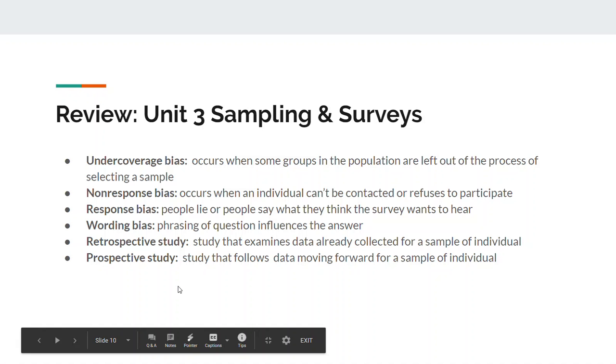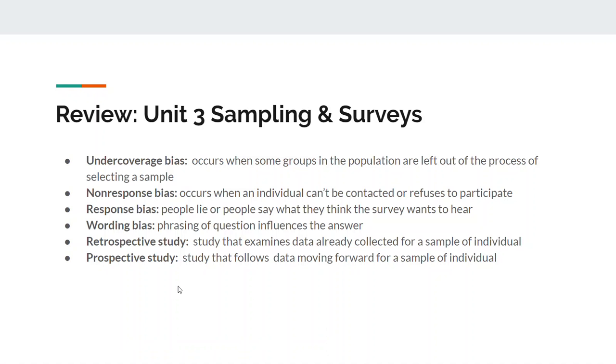Next kind of things we got to talk about are bias. There's a bunch listed here on the slide. Under coverage is when people don't get included in a sample. Non-response is when people choose not to be in a sample. Response is when people decide to lie or they say what the survey wants to hear. And wording bias is when the question kind of dictates your answer.